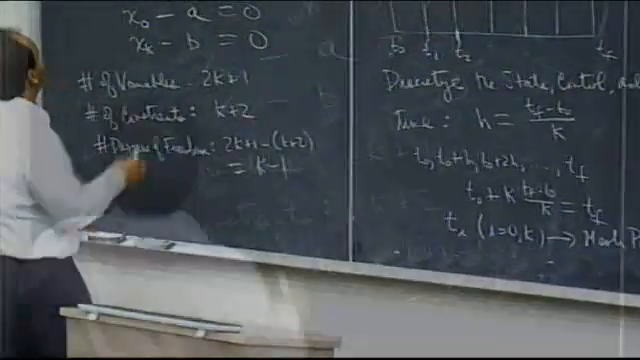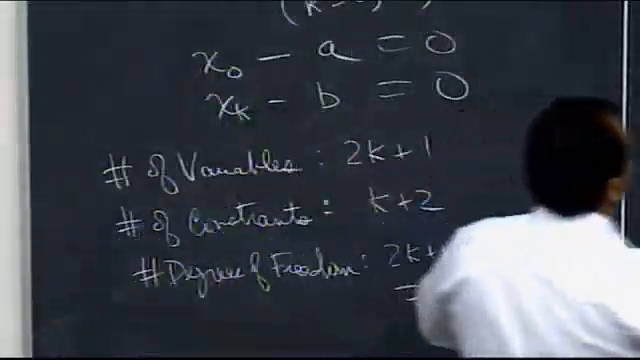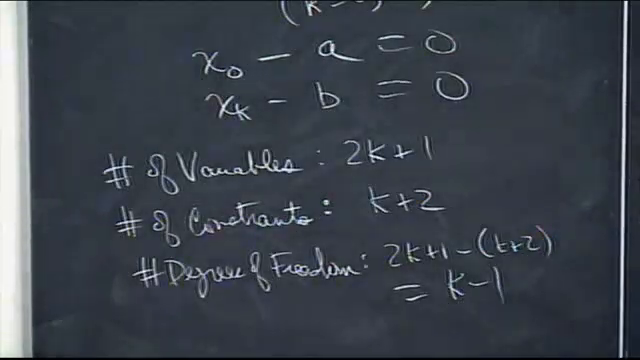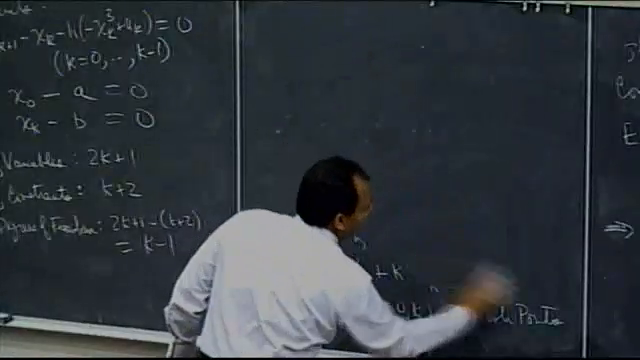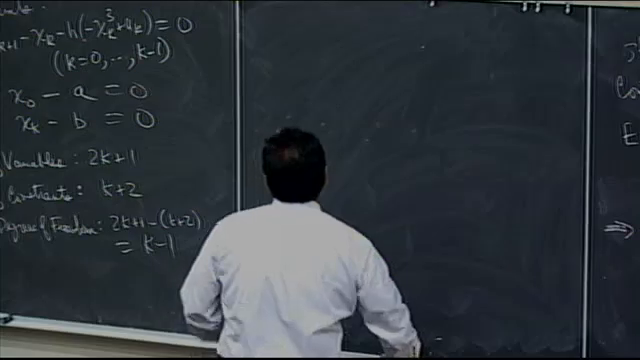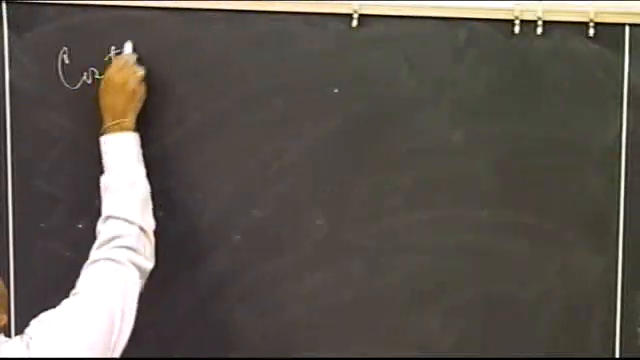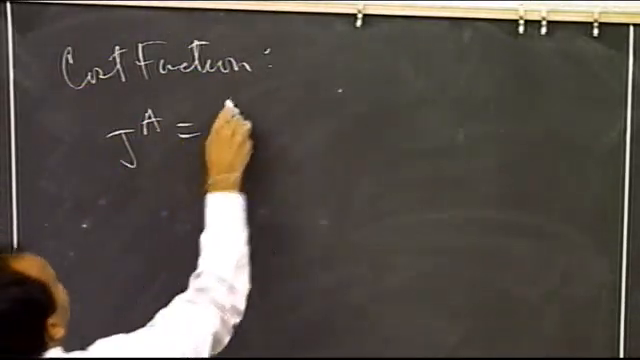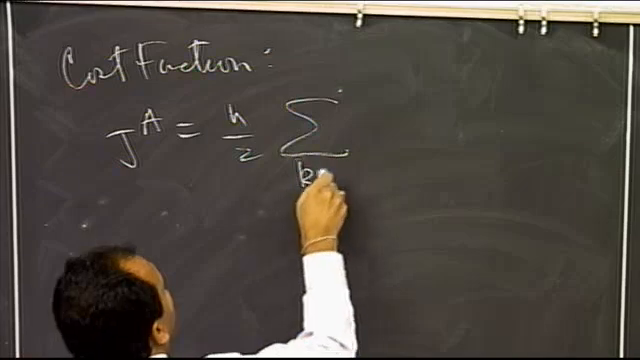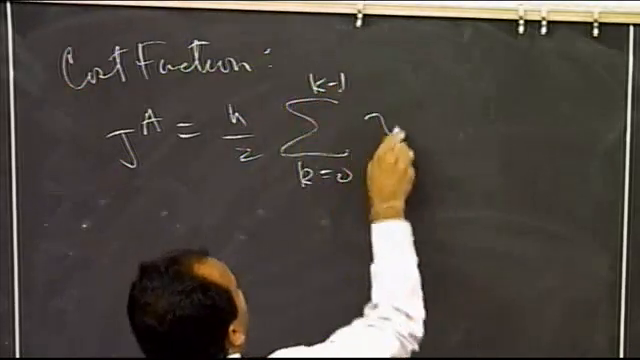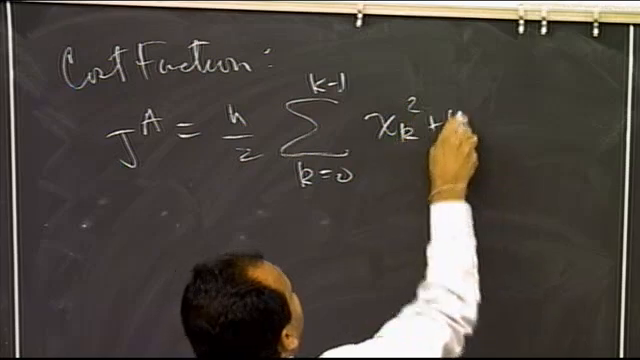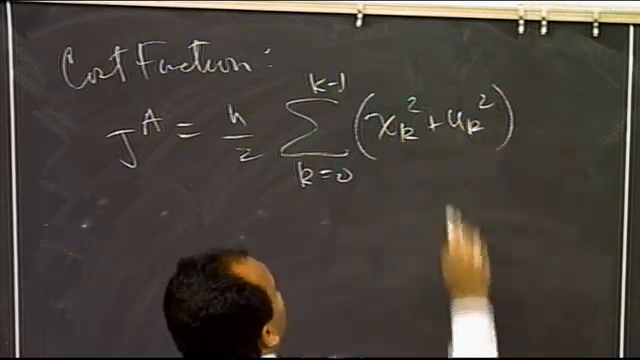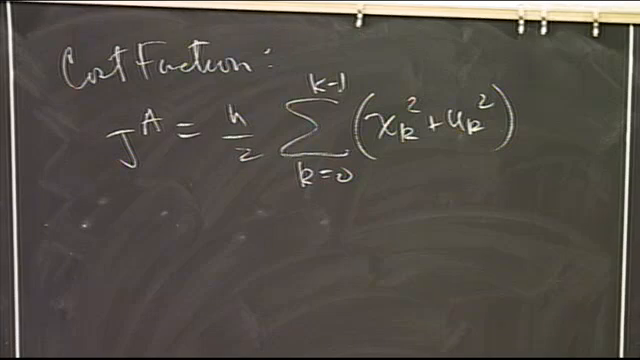So now these are the constraints, and then here's my cost function. So my cost function is that approximation that I have over there. So if we look at this, we see that the cost function, which is J_A, is equal to h over 2 times the sum from k equals 0 up to k minus 1 of x_k squared plus u_k squared, all right? So now you look at that and you say, all right, what is the problem that I've just created by doing this discretization?